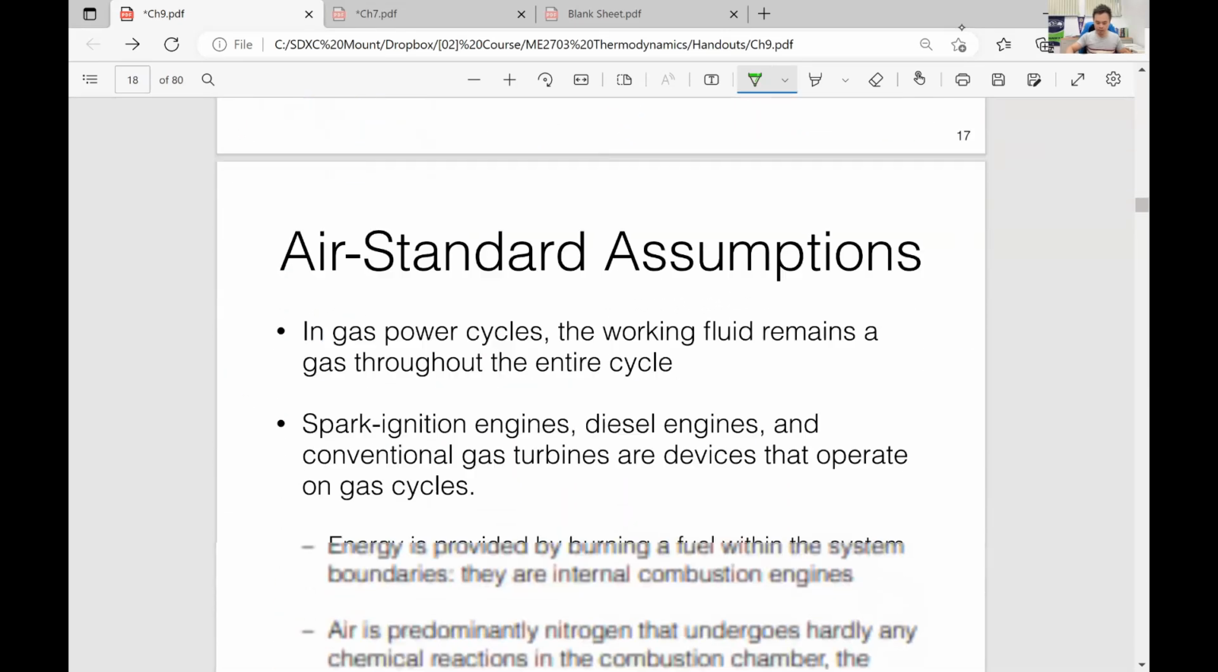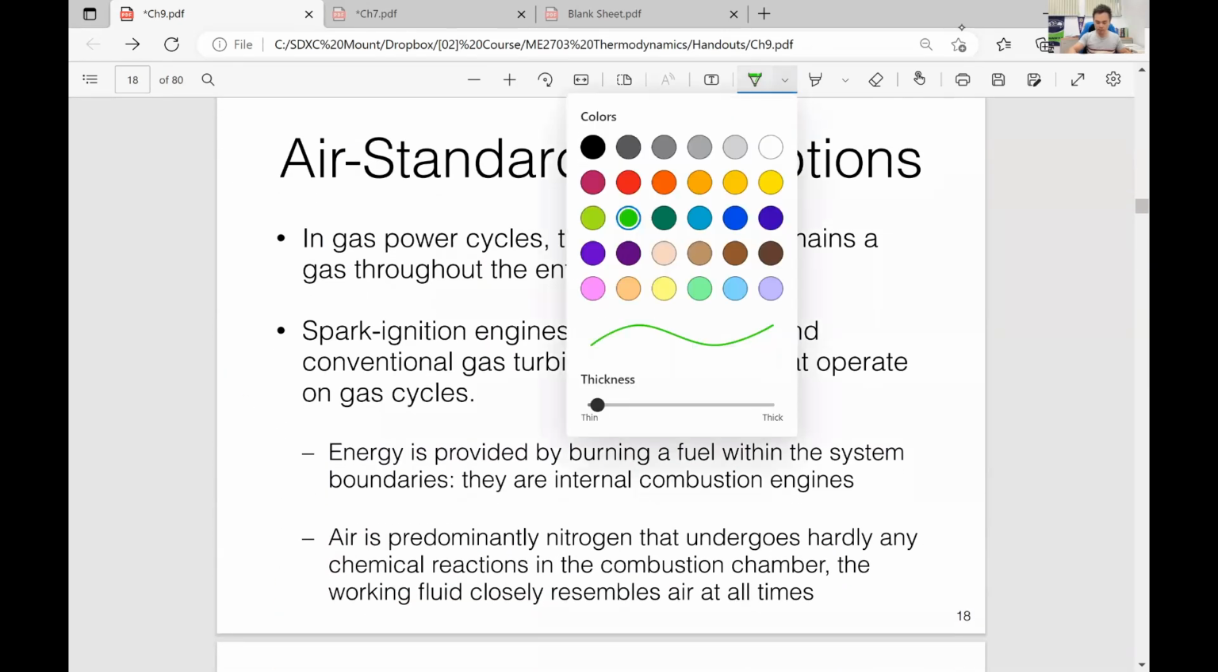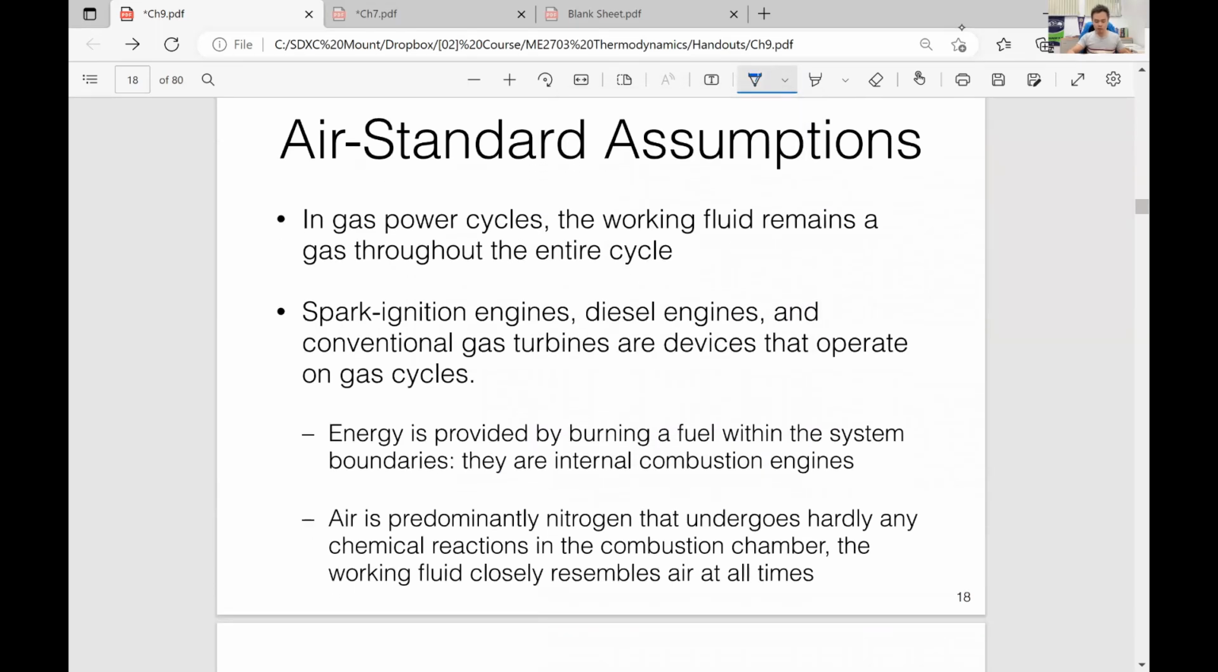All right. Next, air standard assumption. In gas power cycles, the working fluid remains a gas throughout the entire cycle. So that's why these are called gas power cycles. Spark ignition engines, diesel engines, and conventional gas turbines are devices that operate on gas cycles. So we want to make some assumptions on the gas we will be dealing with.